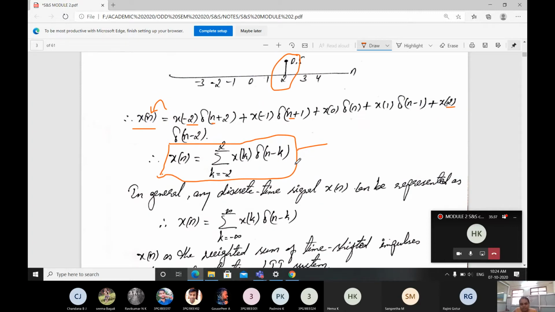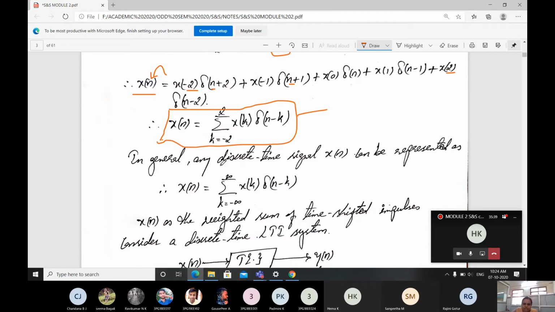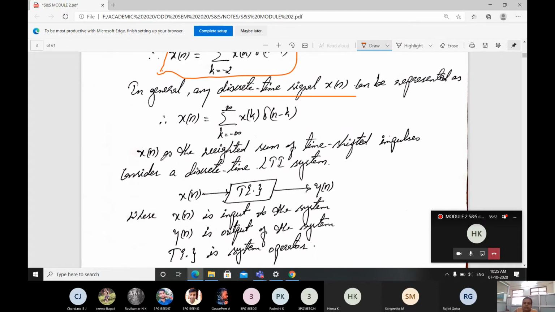In a general way, for a discrete time signal, x of n can be written as summation k varying from minus infinity to plus infinity, x of k delta of n minus k. Here x of n is a weighted sum of time shifted impulses.